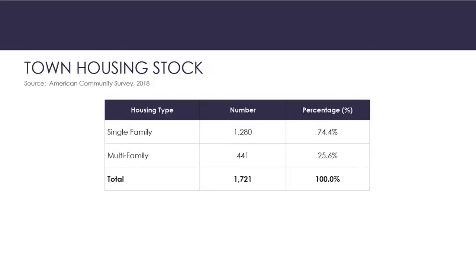Jamestown has just over 1,700 housing units in the town limits. Of these, around 3/4 are single-family dwellings, while the remaining 25% are multifamily dwellings.